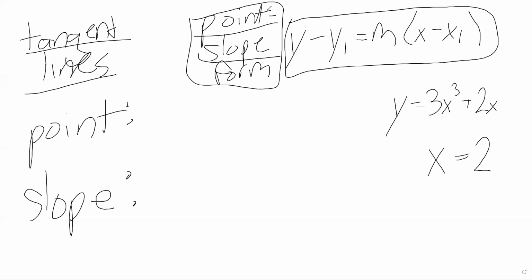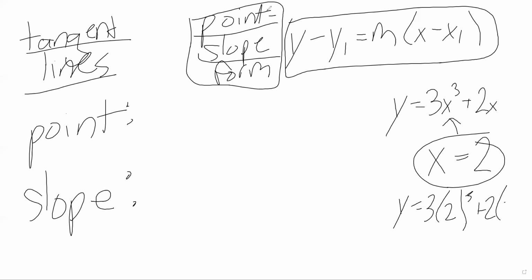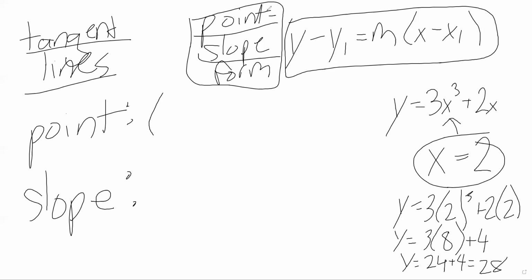So how are we going to do it? Well, first off, we're going to find a point. So how do we find a point? We can just take this x value and plug it into the equation. So we get y equals 3 times 2 cubed plus 2 times 2. y equals 3 times 8 plus 4. y equals 24 plus 4 equals 28. All right, so our point is (2, 28). That's simple. So step 1, take whatever the x value is and plug it in to find the point you need to use.